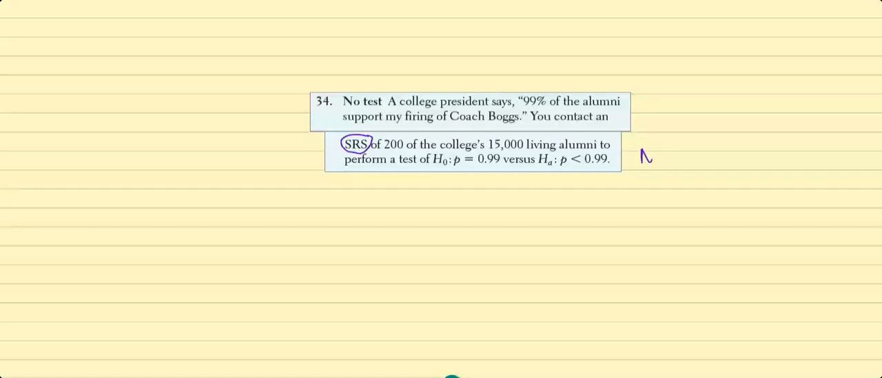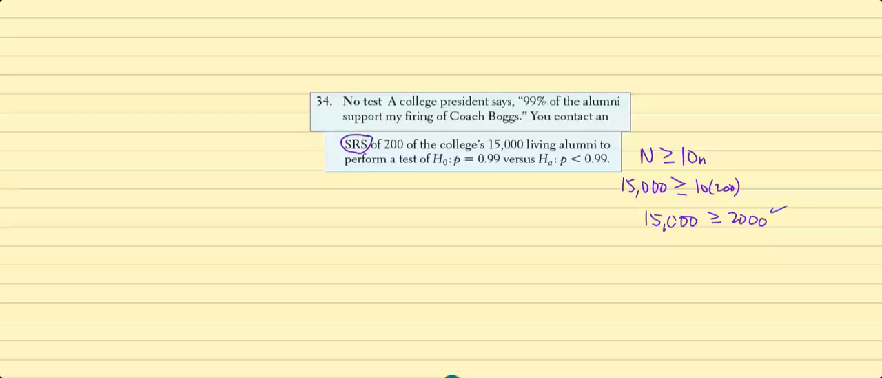Let's look at our population. Is that greater than or equal to 10 times the sample size? The sample size is 200, and the population would be the 15,000 living alumni. 15,000 is greater than or equal to 2,000. So the 10% rule is met.